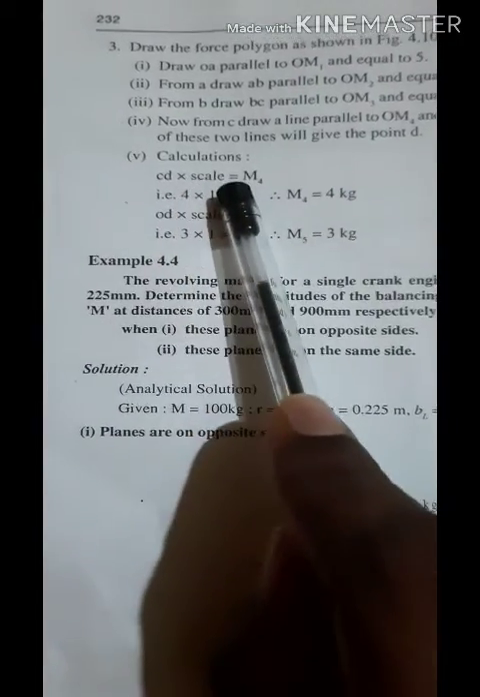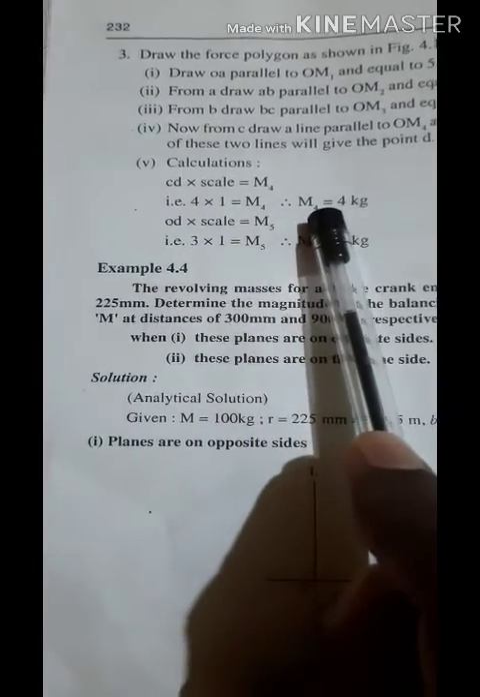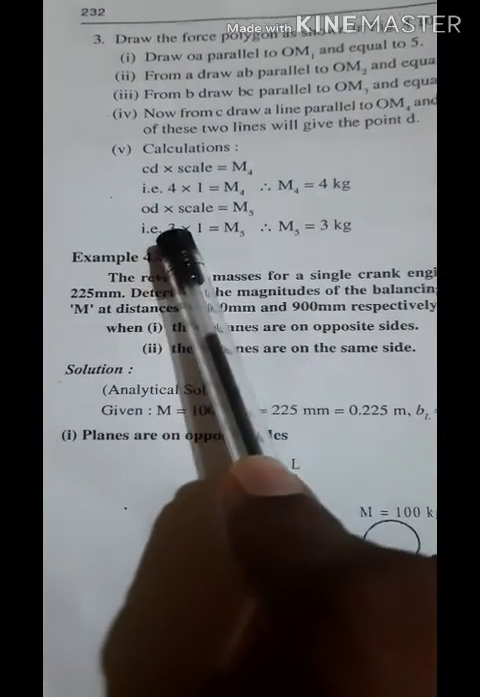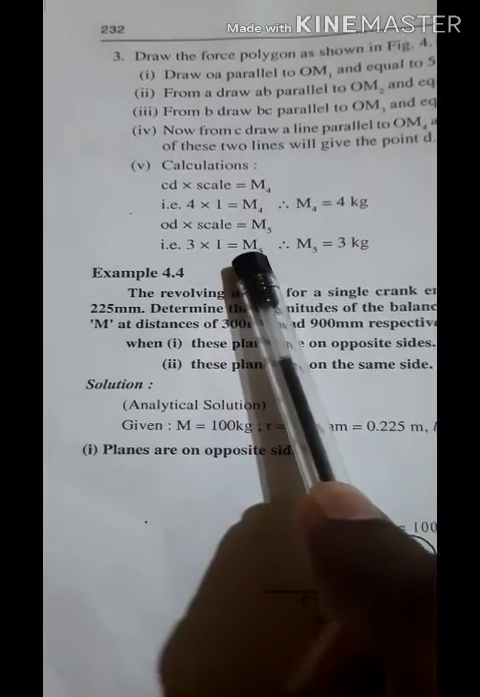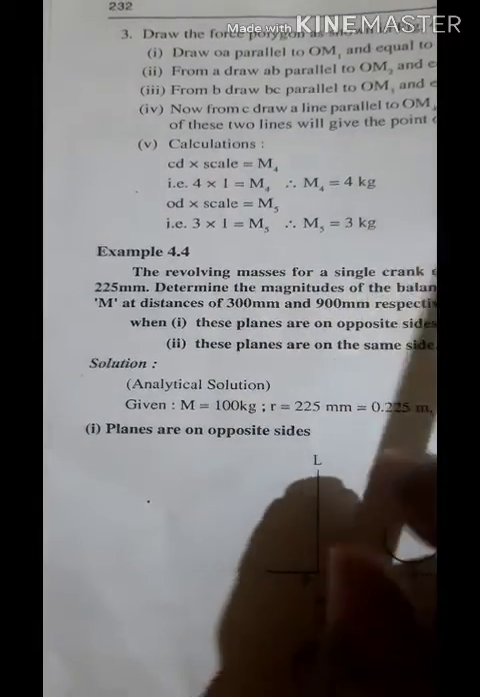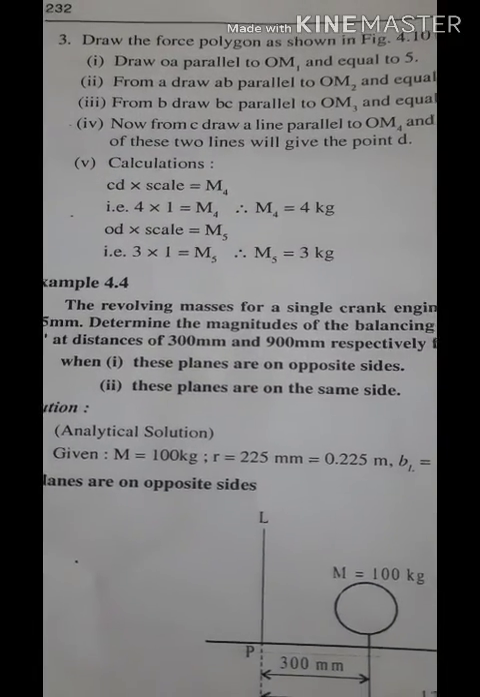CD into scale is m4. 4 into 1 is 4, so m4 is 4 kg itself. OD into scale is m5. OD is 3 centimeter into 1, that is m5. Therefore m5 equals 3 kg. So this was how to find the masses m4 and m5.